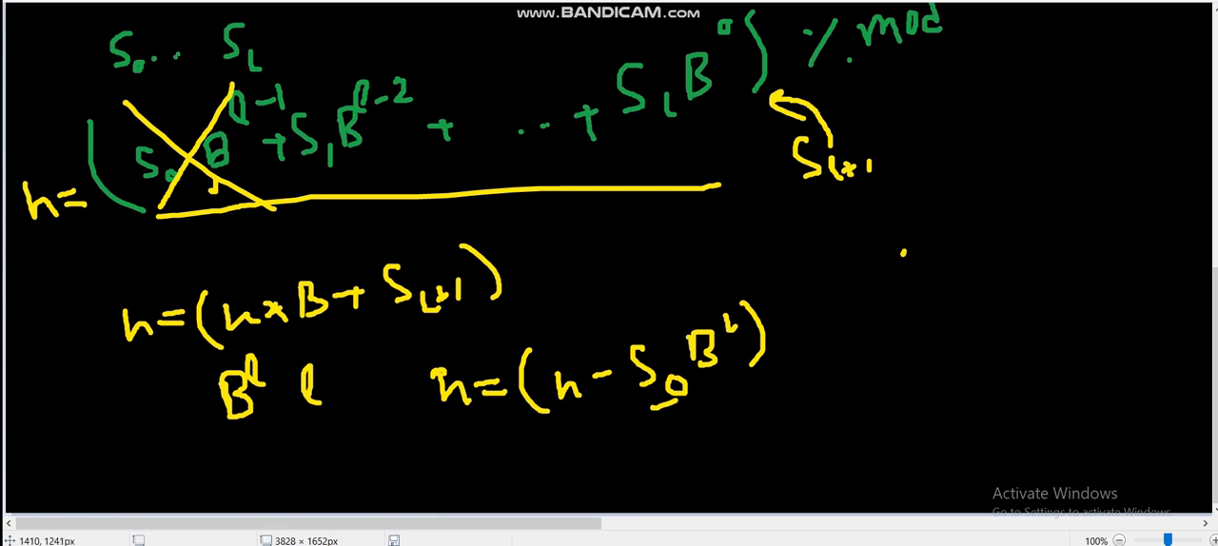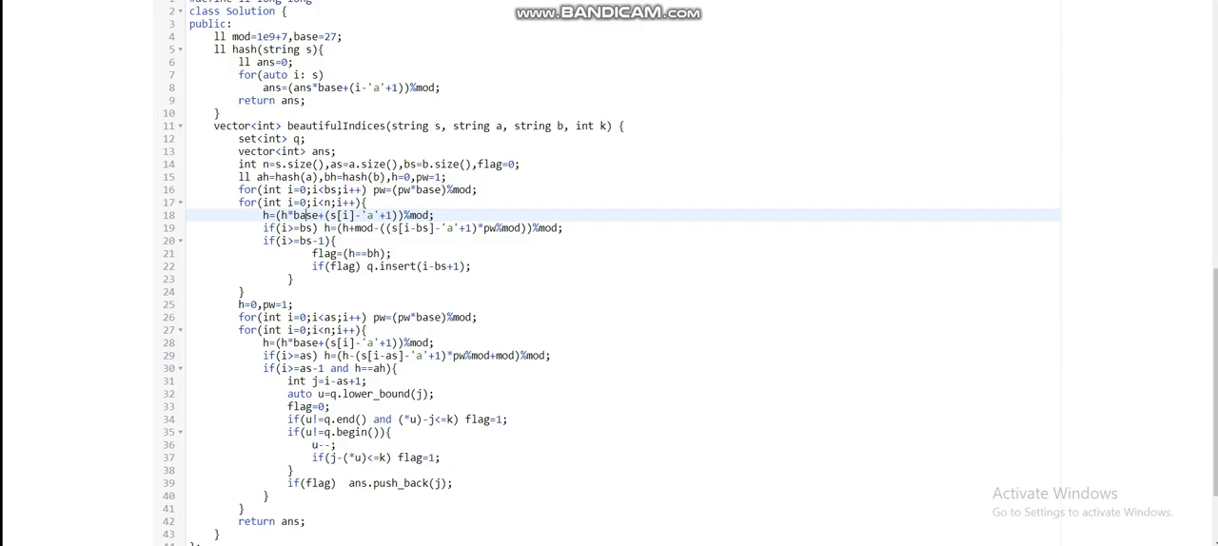Now when we are taking something from l to r, and this l to r is greater than bs, we will just try to subtract r minus bs. Okay, so that's what I am doing here. We are doing s[i minus bs] and multiplying it by b to the power l, right? Now after our hash calculation is done, we will check if our current index is greater than or equal to bs minus 1.